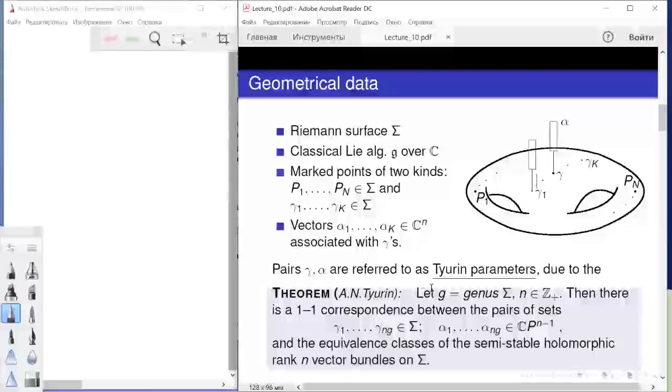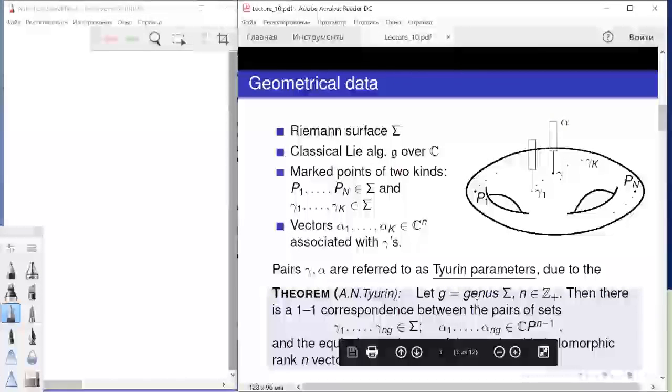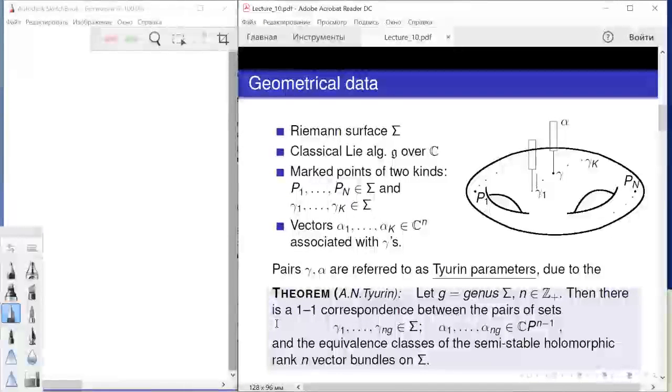Let g be the genus of our Riemann surface, and n a natural number. Then there is a one-to-one correspondence between the pairs of sets of gammas and alphas, and the equivalence classes of semi-stable holomorphic rank n vector bundles on sigma.